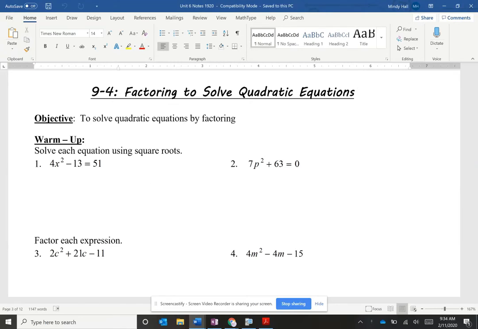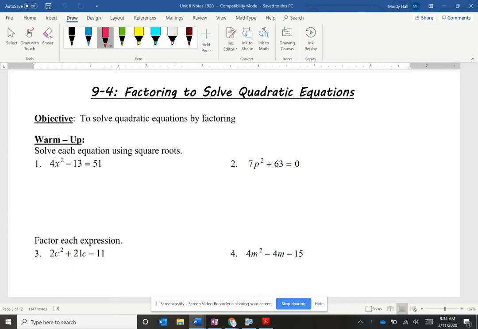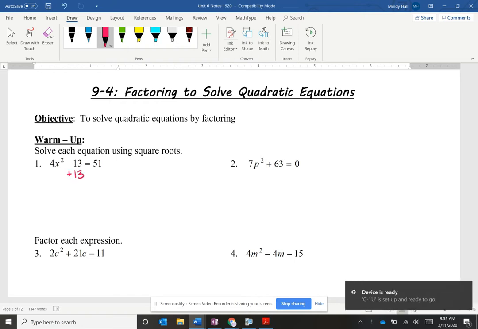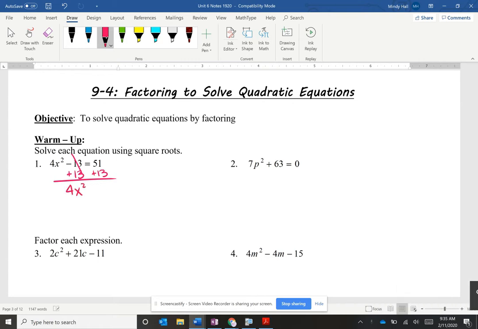Right, so we are going to be factoring to solve quadratic equations today. So just a quick warm up on solving these. Remember that when we are solving using square roots, we want to get that x squared by itself. So we are going to add 13 to both sides. And so that gives us 4x squared equals 51 plus 13 would be 64. And then when we divide by 4, 64 divided by 4 would give you 16. And so when you take the square root, that would give you x is positive or negative 4.